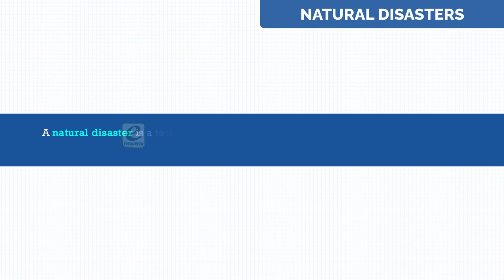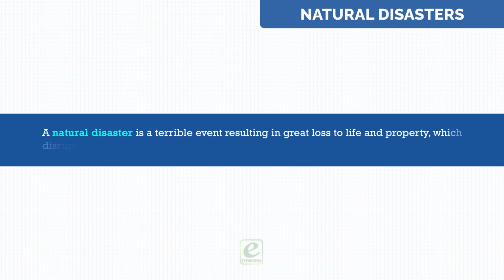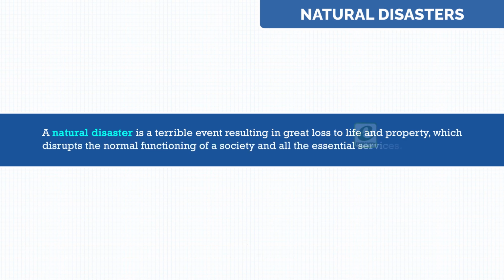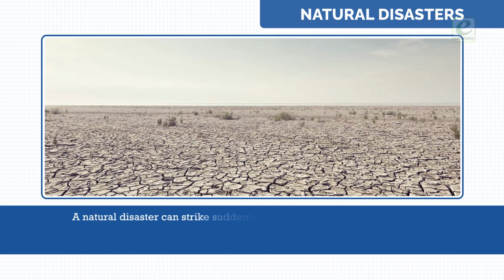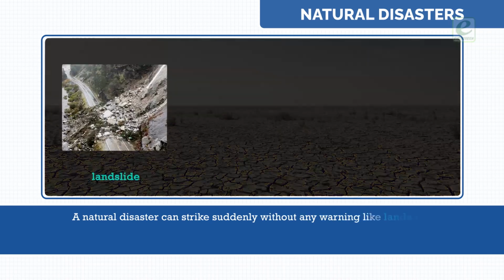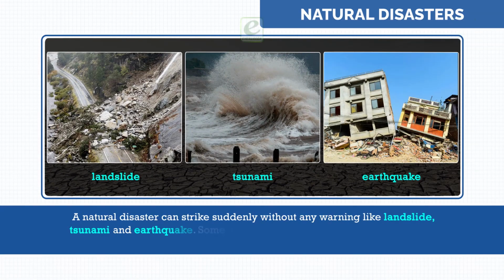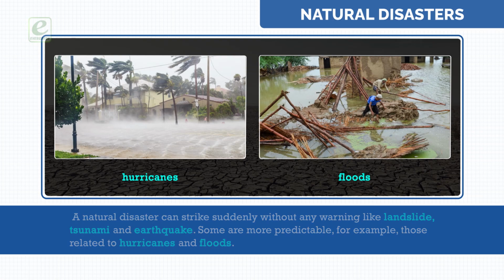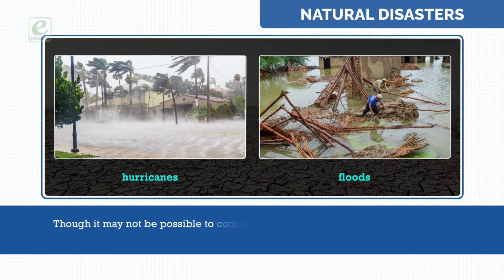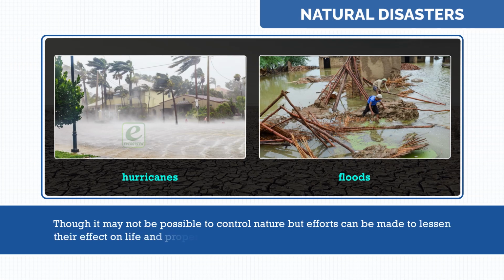A natural disaster is a terrible event resulting in great loss to life and property, which disrupts the normal functioning of a society and all the essential services. A natural disaster can strike suddenly without any warning, like landslide, tsunami, and earthquake. Some are more predictable, for example, those related to hurricanes and floods. Though it may not be possible to control nature, efforts can be made to lessen their effect on life and property.